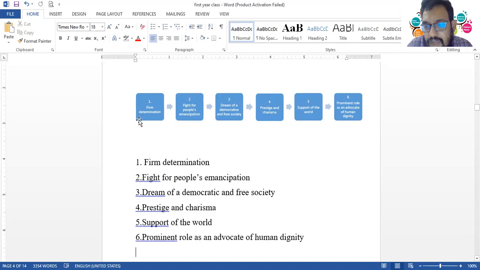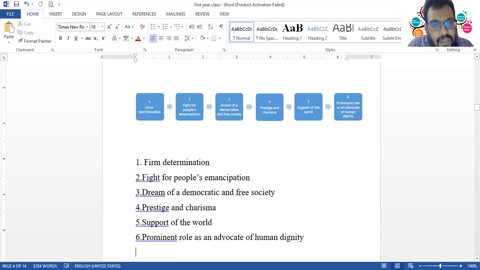With this one, this flow completes. If we avoid one, the flow cannot be completed. And the first letters of every box are in capital. F is capital, D is capital, P is capital, S is capital, P is capital.